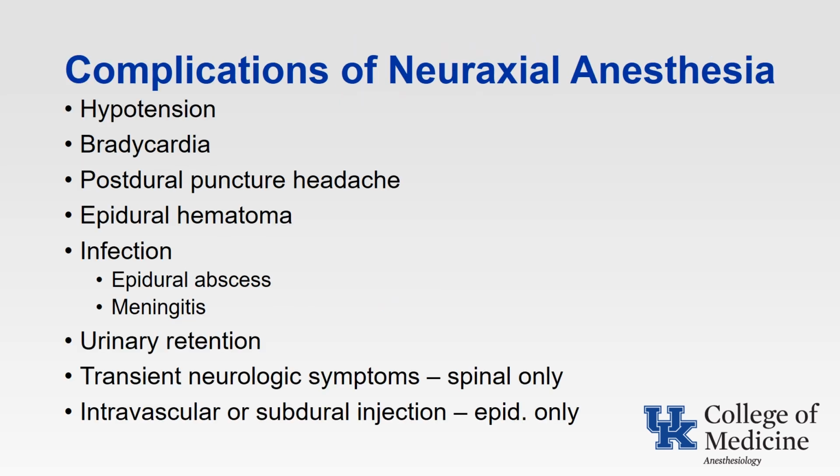Okay, now that we have talked about the factors affecting your block, the physiology and such, let's move on to the complications, because as you know, with any procedure, there can be complications involved. So the most common complication probably would be that of hypotension. Makes sense, as we said, in terms of the physiologic effects of both spinal and epidural anesthesia. You have vasodilation, you have decrease in venous return, decrease in SVR, so you can see hypotension.